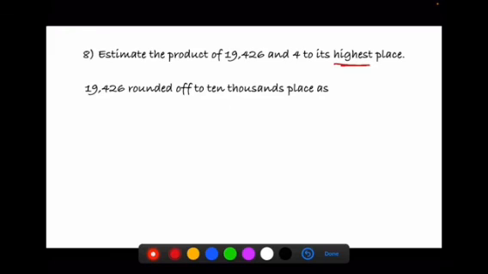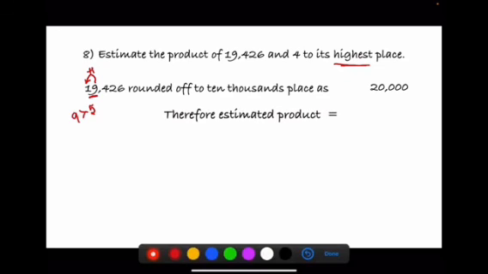Here I have a 5-digit number wherein the highest place value is 10,000. So I will be rounding it off to the 10,000th place, for which I will have to consider the thousands place. In the thousands place, 9 is greater than 5. So the rounded off number would be 20,000, because I have added 1 to the 10,000th place and replaced all other digits with 0.